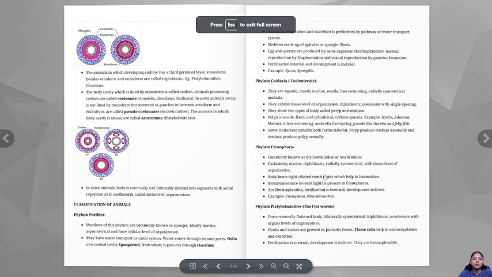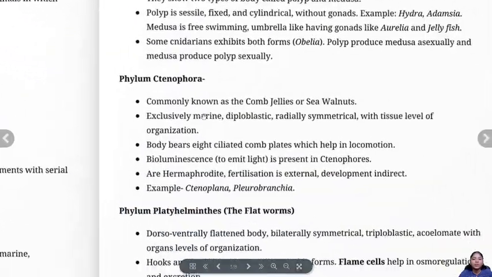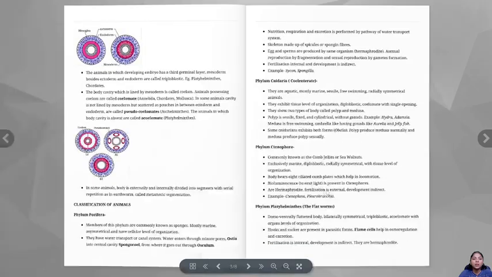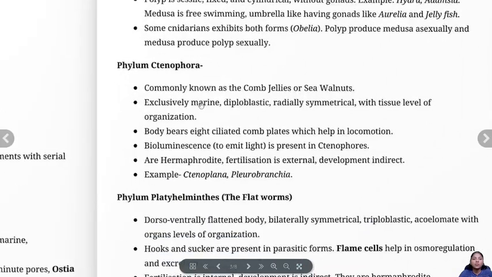Then the third phylum which we have is Ctenophora. These are commonly known as the comb jellies or sea walnuts. These are exclusively marine, so they are only found in the salty waters, the oceans and seas.